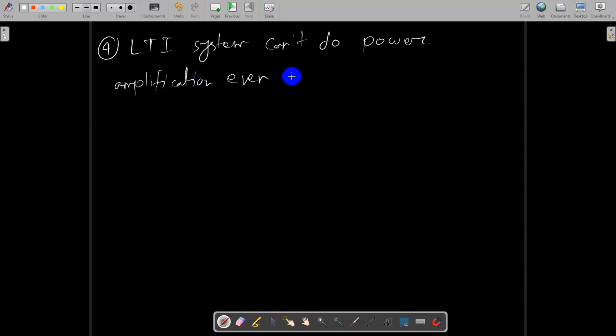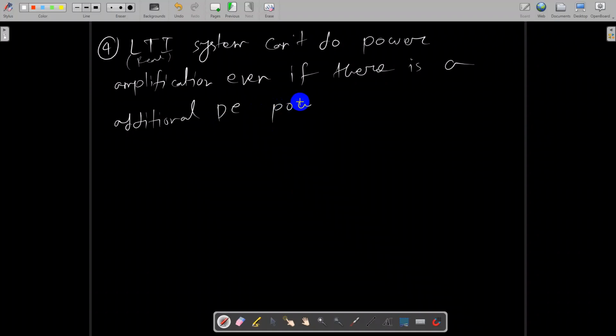Even if there is a additional... I am talking about real LTI system, the passive one, not the ideal one. Even if there is an additional DC power source. For an ideal LTI system which is active, it doesn't have the necessity to transfer power from DC to some power.